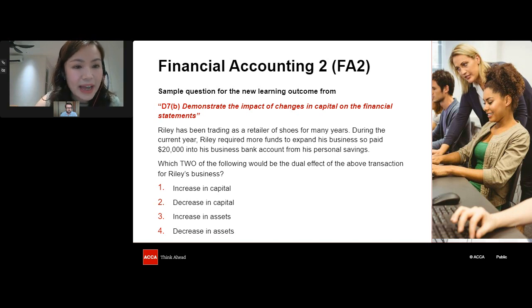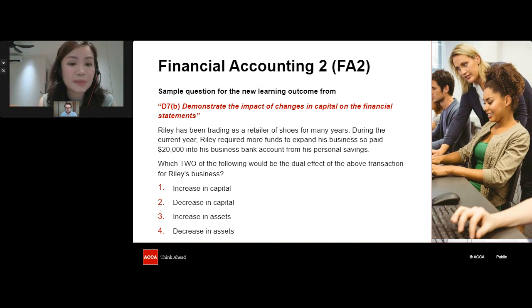Now, let's have a look at the sample question. Riley has been trading as a retailer of shoes for many years, and during the current year, Riley required more funds to expand the business, so paid $20,000 into his business bank account from his personal savings. Okay, so we're talking about pumping in the capital. So which two of the following will be the dual effect of the above transaction for Riley's business?